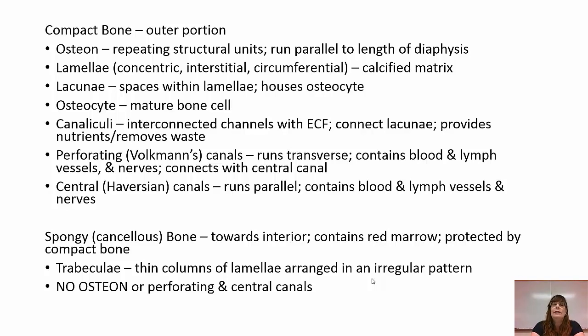Spongy bone is towards the interior, again, has the red marrow, and it's protected by the compact bone as it is harder. It is made up of trabeculae, not osteons. They are thin columns of lamellae that are arranged in an irregular pattern. They weave in and out of the whole space. So again, no osteons, no perforating canals, no central canals.